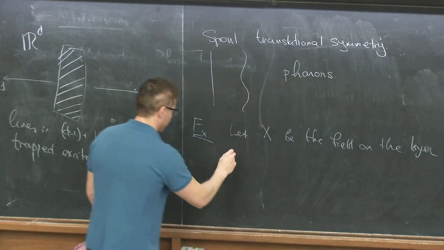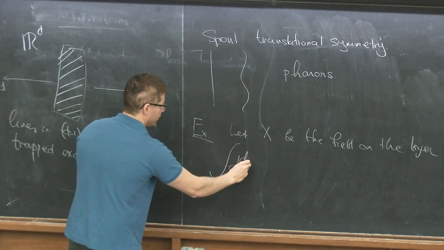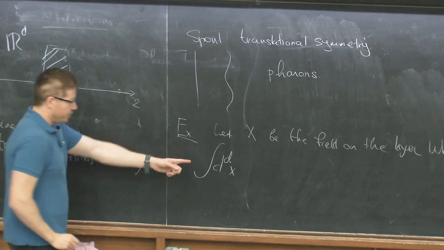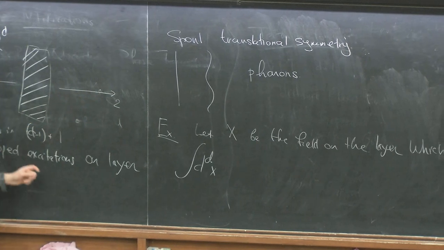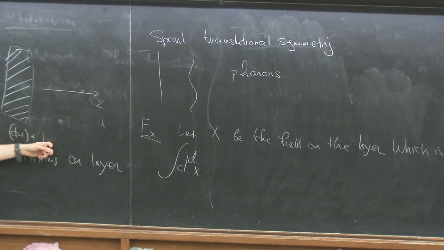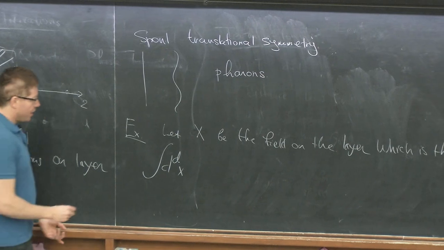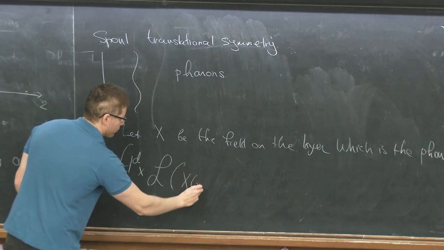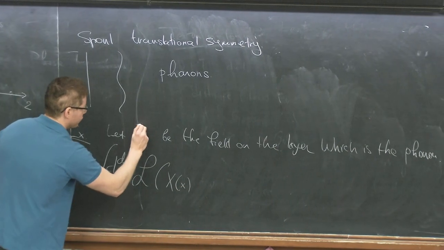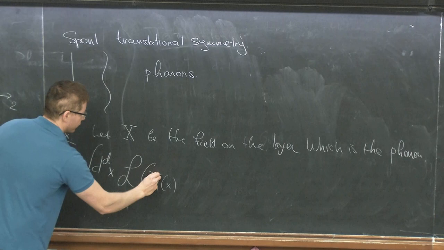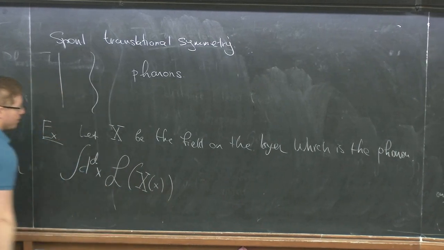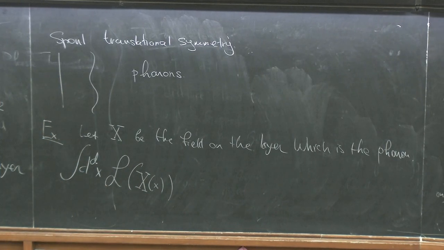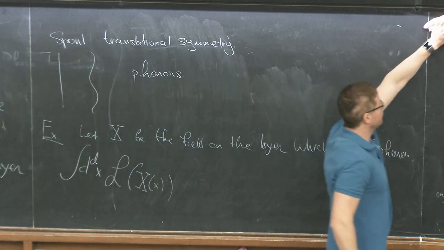So we have to write some Lagrangian for this field. So we have to write d^d x. Now this is d^d x, not d^(d+1) x, because the layer lives in d minus 1 plus 1 directions. So we have to write some Lagrangian for this field, which is a function of these coordinates x. Let me just put here some symbols so that it doesn't get confused. We have to find the Lagrangian for this field that would correctly capture the spontaneous breaking of translational symmetry and correctly reproduce the boost invariance of the system.